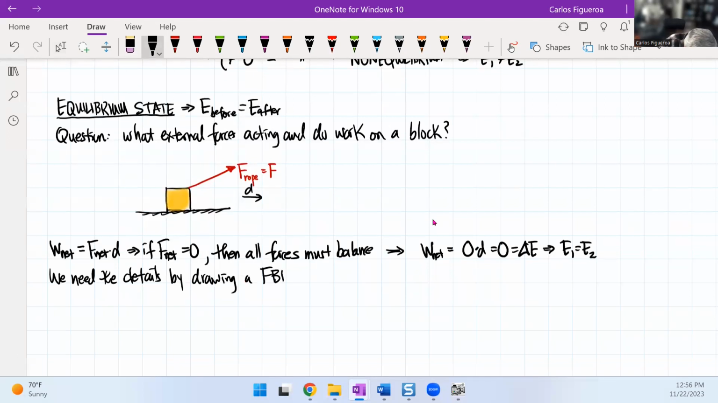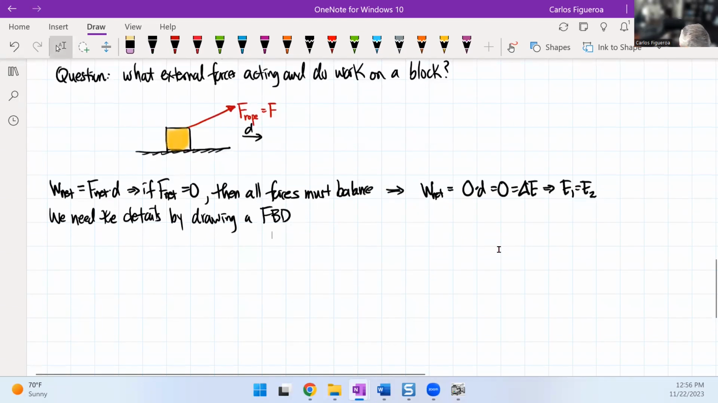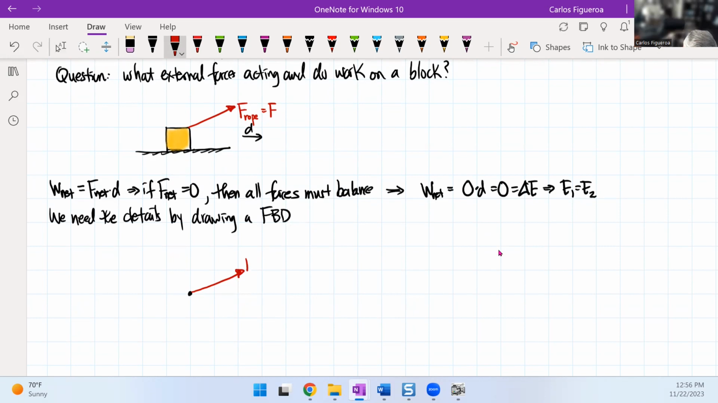a free body diagram. If I look at my block and isolate it, I have my center of mass here, and then I start drawing in my forces. Let's say that I have a force like this. Now, I have a displacement along this direction, and my velocity is going to the right with 0 acceleration. So if I write a detailed free body diagram, this immediately tells me that if a is equal to 0, then all forces must balance.